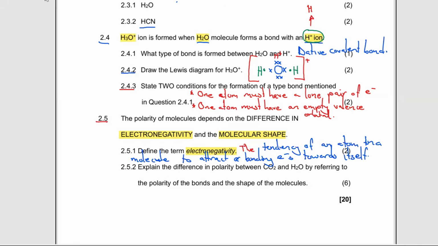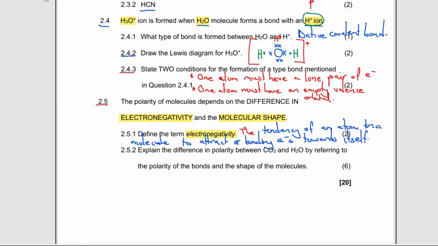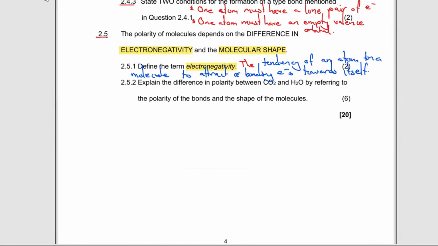Then we proceed to question 2.5.2, which reads: explain the difference in polarity between carbon dioxide and H2O by referring to the polarity of the bonds and the shape of the molecules. So now we need to differentiate the polarity between carbon dioxide and H2O by referring to the polarity of the bonds and the shape of the molecule.